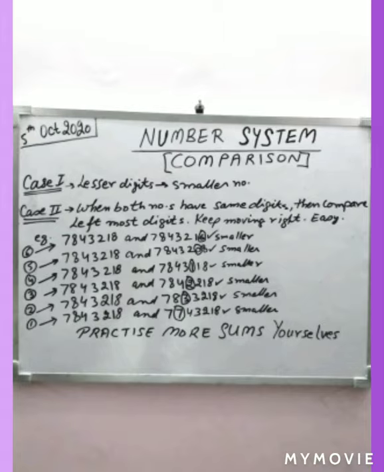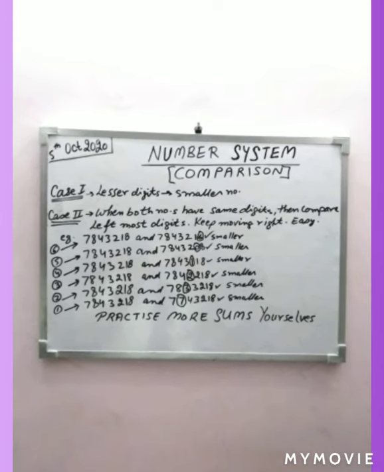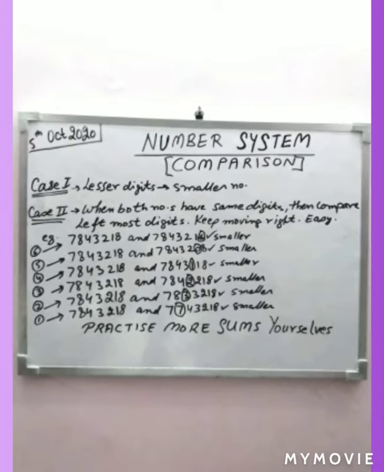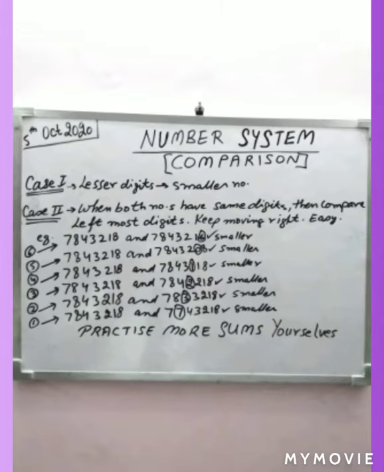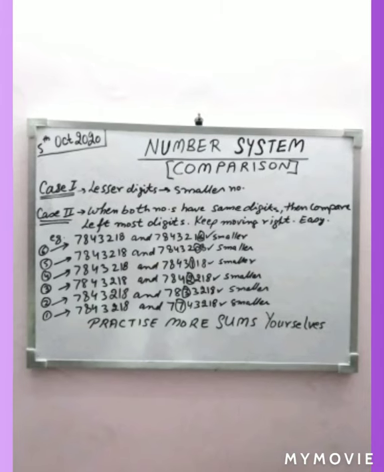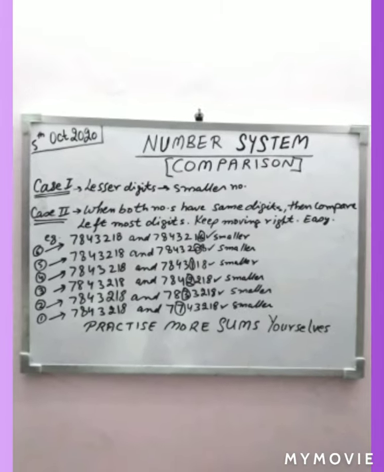Just look on the board, focus there and listen to me very sincerely and attentively. You will easily understand this topic also, right? So students, as you can see on the board, we are having comparison of numbers. If you apply a little bit of common sense, you can easily understand that the number with fewer digits is always less than the number with more digits.